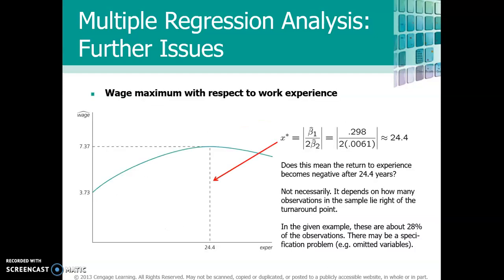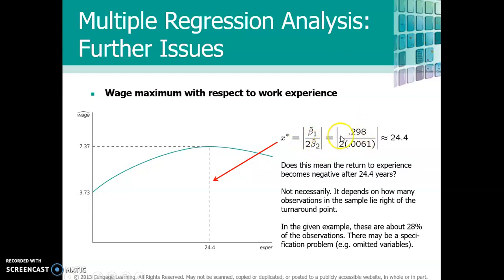Now, at the same time, we can also look at the turning point. Why are we interested in a turning point? We are interested in that for a number of reasons. In other words, we want to determine the maximum wage with respect to experience. So this is the formula, which we denote by x star, or with the asterisk, such that we say beta 1 divided by 2 beta 2.